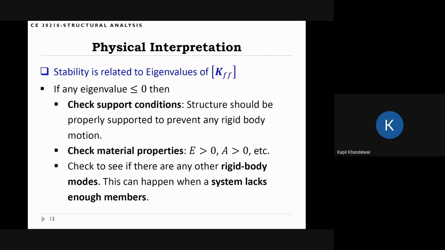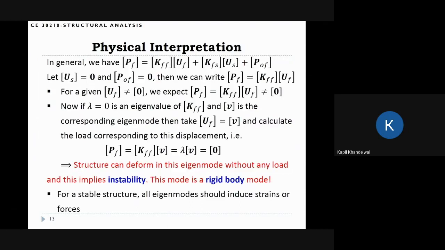These are the checks that you want to do if you find any of the eigenvalues is less than or equal to 0. This is to give you a fundamental intuition of how to check the system. And finally, this is the interpretation of the eigenvalues, but there is also the interpretation of eigenvectors. So let me give you some physical interpretation of eigenvectors.